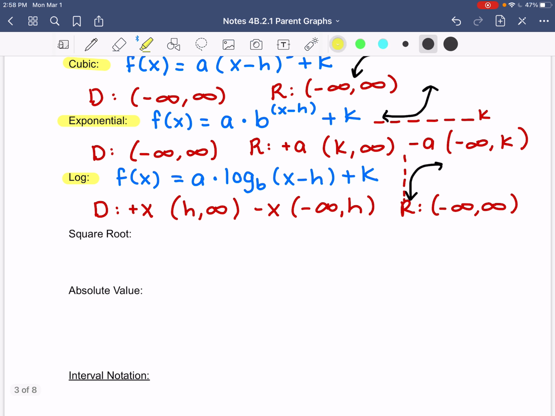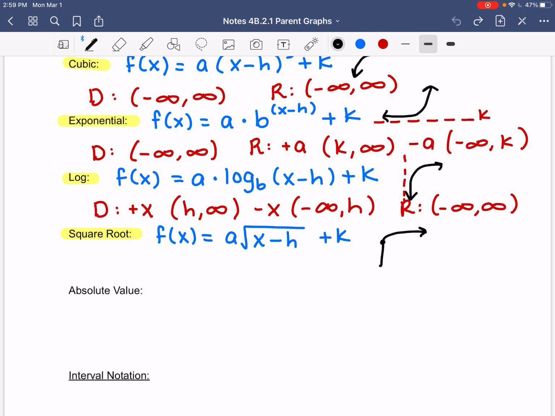The square root function. So a square root function is going to look like f of x equals a times the square root. Normally they won't have the times. It'll just be a square root of x minus h under the radical, plus k. A square root function looks like there's a starting point and then it just kind of curves. It doesn't have an arrow. This one doesn't go on forever. It just has an ending point.